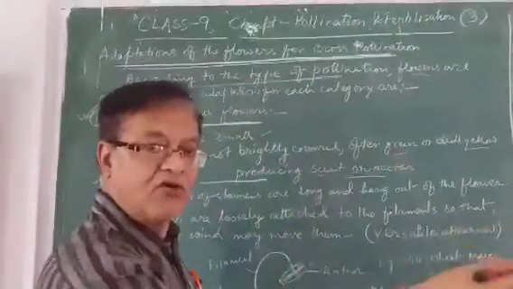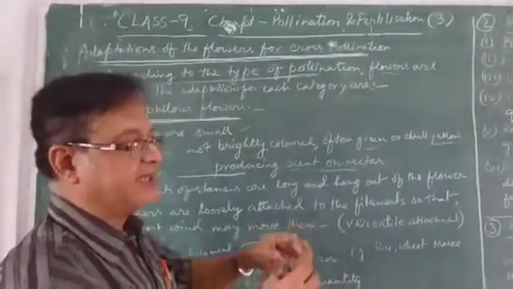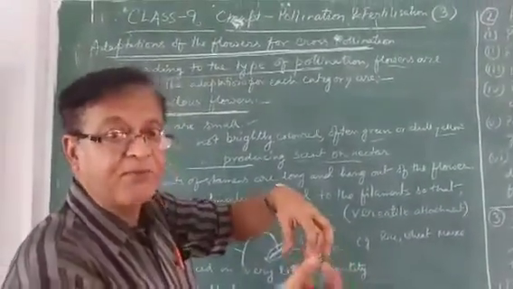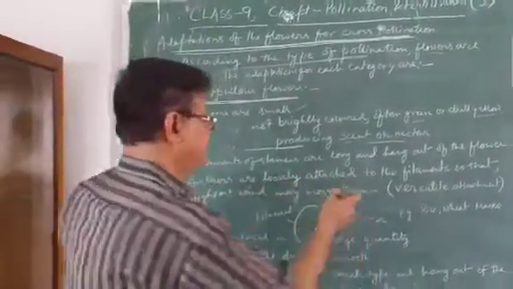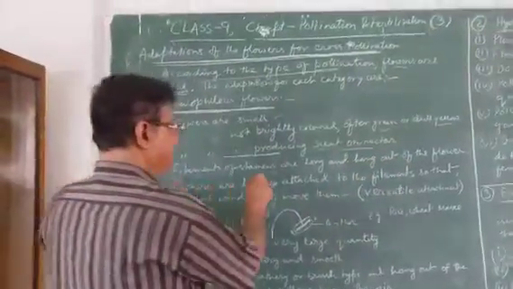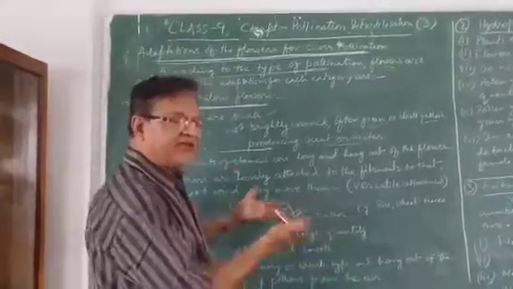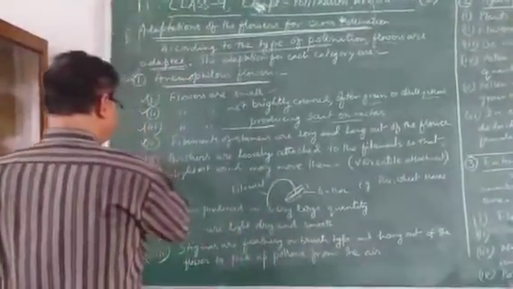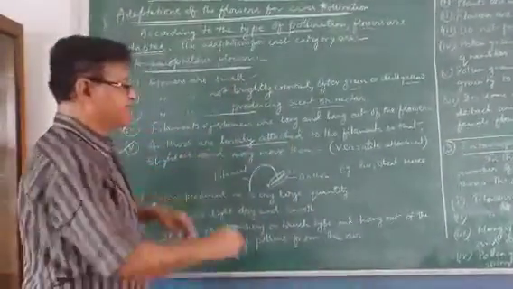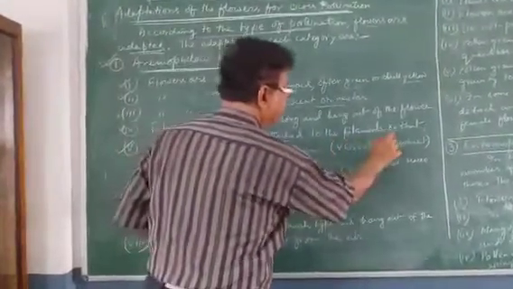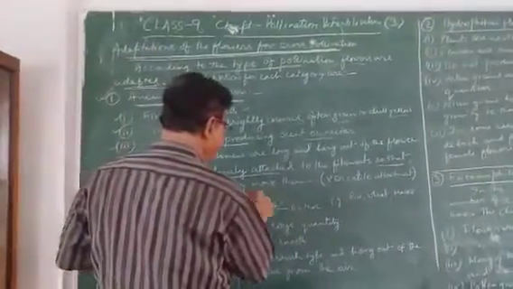Filaments are very long and hang out of the flowers. Why is it so? Because they want to take the slightest of breeze, so that they can take the advantage of that wind out of the flower, to take away their pollen grains. Fifth point is, anthers are loosely attached. Very interesting: loosely attached to the filaments, so that the slightest wind may move them.